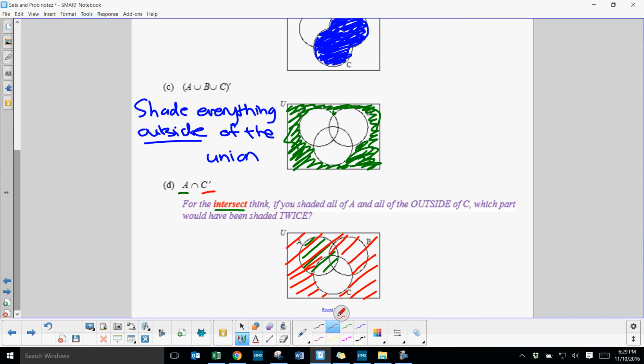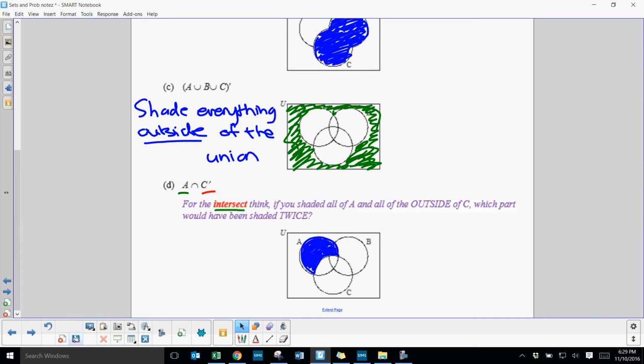So think, when you shaded all of A and all of the outside of C, which part got shaded twice? Basically in green and red. You'd be correct in saying it was this little crescent here. So I'm going to erase that, and that's actually our answer. Another strategy: notice outside of C is part of A. That's one way you can think of it if it's the intersect. If it was a union, you would just shade all of A and all of the outside of C. There we go, so that one's done.